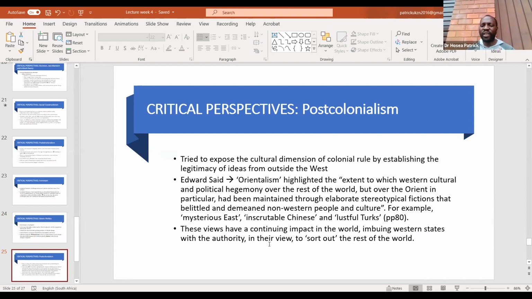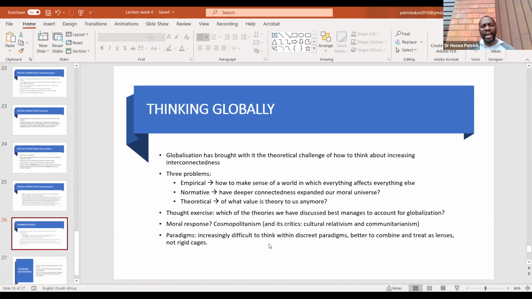And the argument that Western ideas are the ultimate ideas. So under post-colonialism, we're talking about the fact that ideas from outside the West are also supposed to start seeing the light of day. We need to start discussing ideas that are not necessarily Western in orientation. So these are some of the things we discuss here.